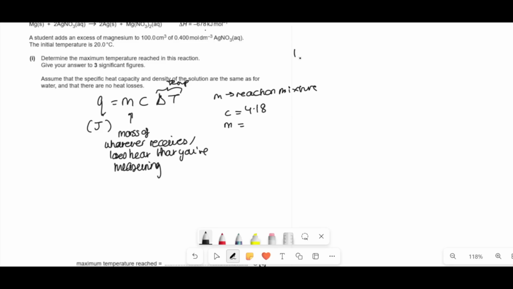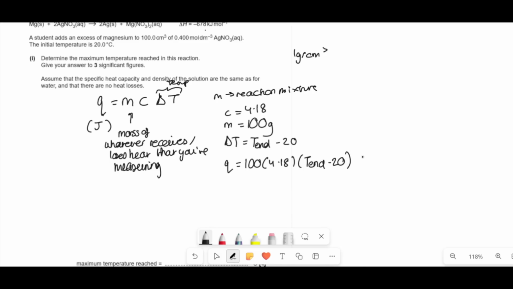So the density of water is 1 gram per centimeter cubed. They've told us you've got, where are we, 100 centimeters cubed of this. So the mass of that solution mixture that's getting the temperature change happening to it is 100 grams. So if Q equals mc delta T, well, let's work out what delta T is. They've told you that the initial temperature is 20. So the change in temperature is the temperature at the end minus the temperature at the start, which is 20. So we now know that Q would equal 100 times 4.18 times the end temperature minus 20. We're a bit stuck though, because we're like, what the hell do we do there?